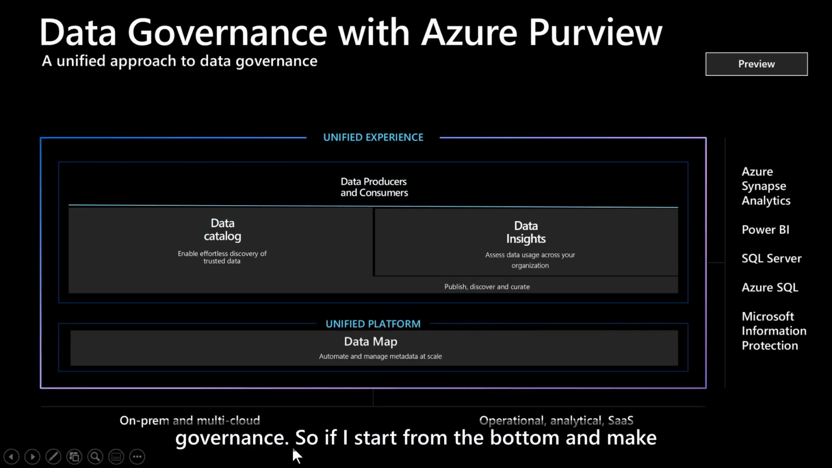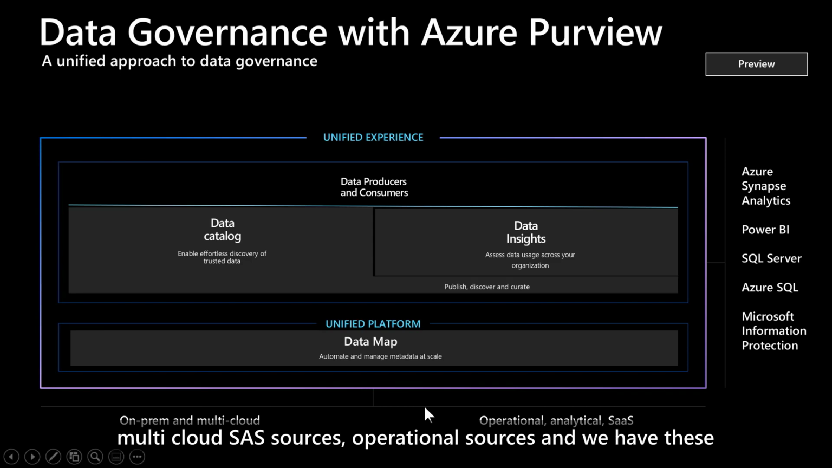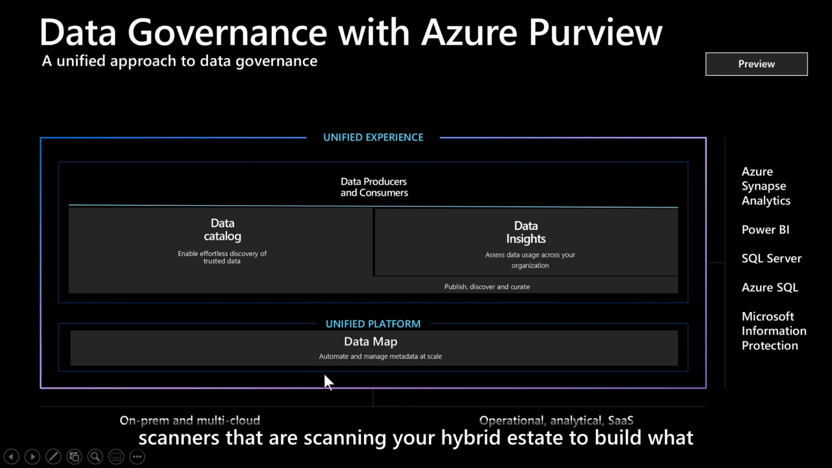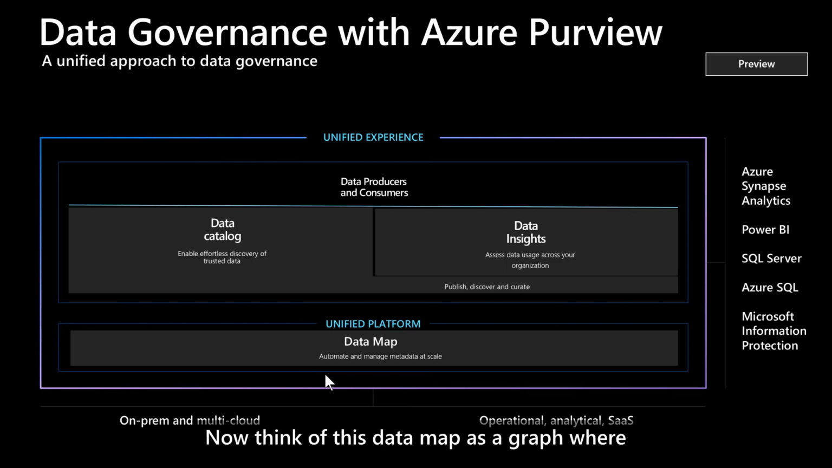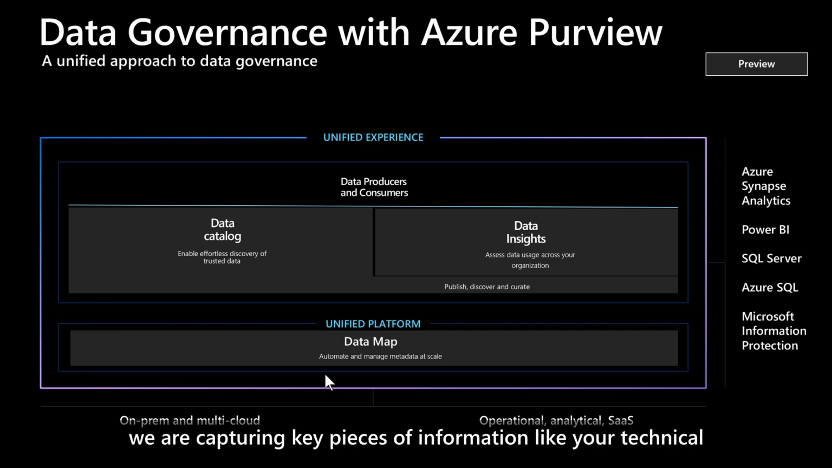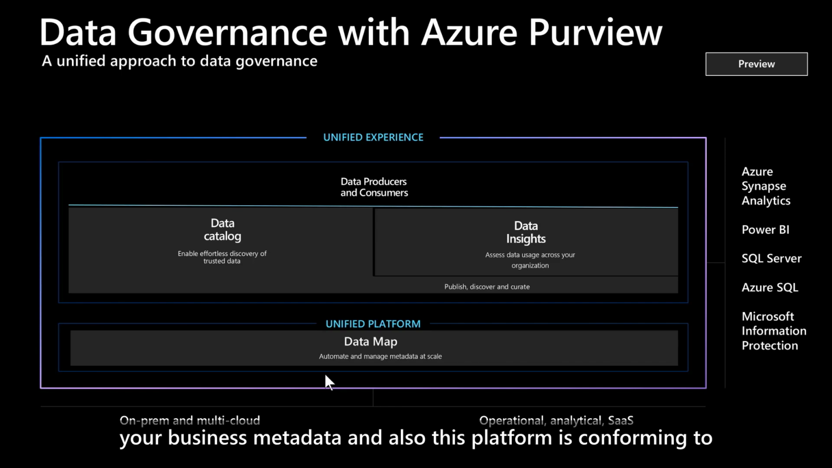So if I start from the bottom and make my way upwards, as I mentioned, a lot of organizations today have data all over the place, whether it is on-prem, multi-cloud, SaaS sources, operational sources. And we have these scanners that are scanning your hybrid data estate to build what we call the Purview data map. Now, think of this data map as a graph where we are capturing key pieces of information like your technical metadata, your semantic metadata with the classifications that we are performing, your business metadata.